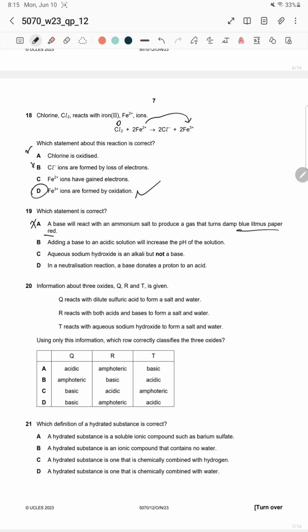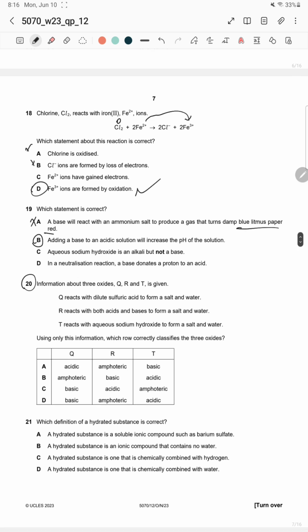Adding a base to an acid solution will increase the pH of the solution. Of course it will increase, because once the end point is reached, then the pH increases rapidly. So B should be the correct option.